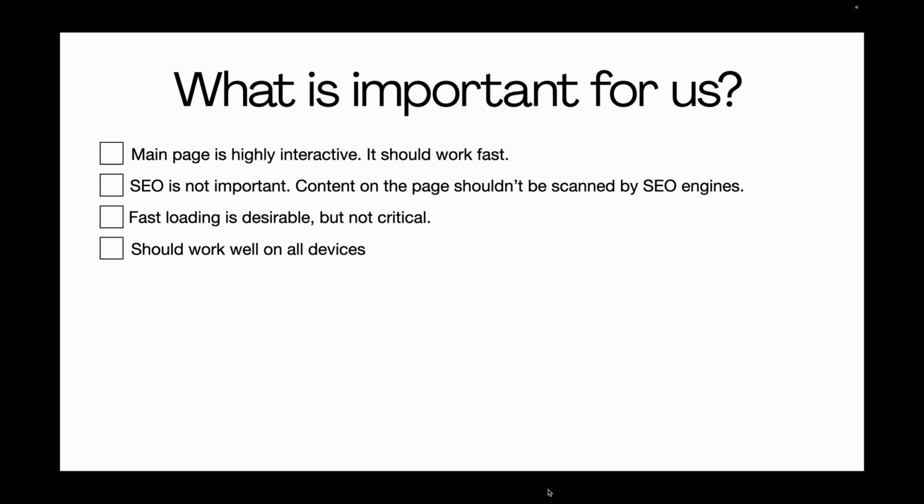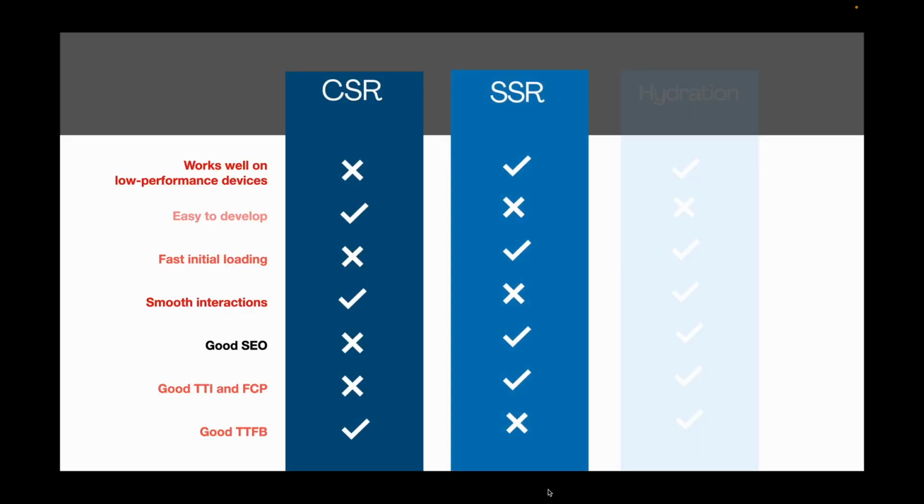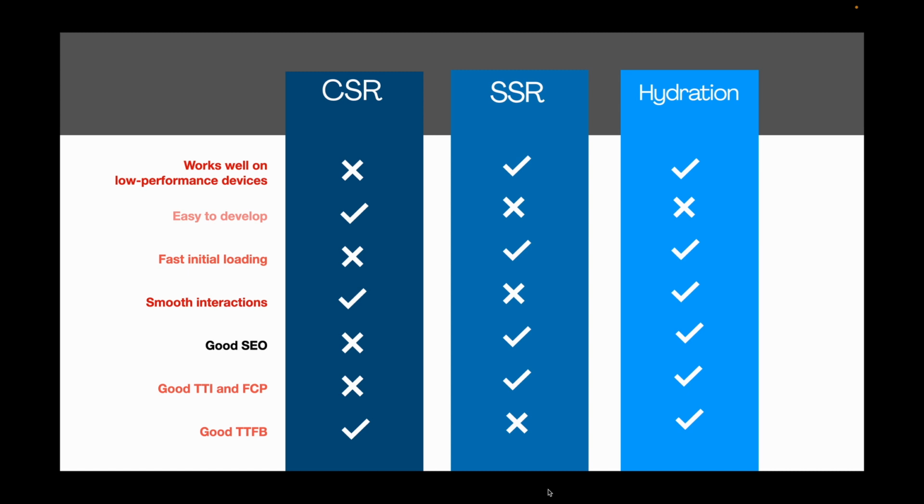Let's look at the comparison of all approaches. On the left side, we can see requirements. I highlight them by different colors in order to show what is more important for us. As we can see, we expect that our application will work well on low performance devices, and also it should provide smooth interactions on our screen. Basically, we design on the main screen and it's like a single page application.